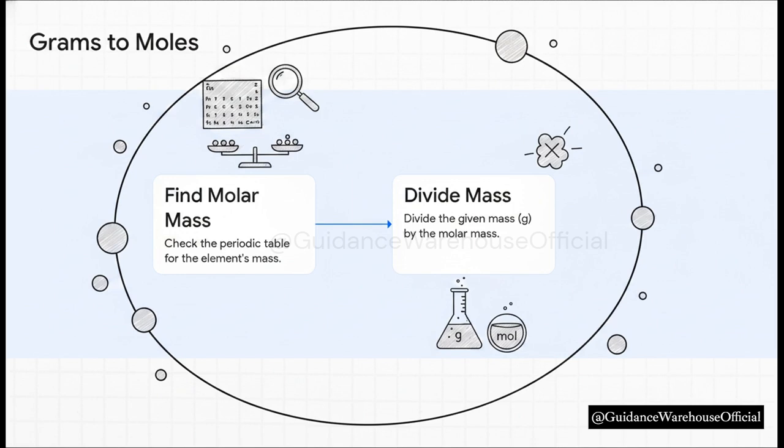Step 2, divide the given mass in grams by that molar mass. The grams basically cancel out and you're left with moles. Let's make this super concrete with a real-world example.